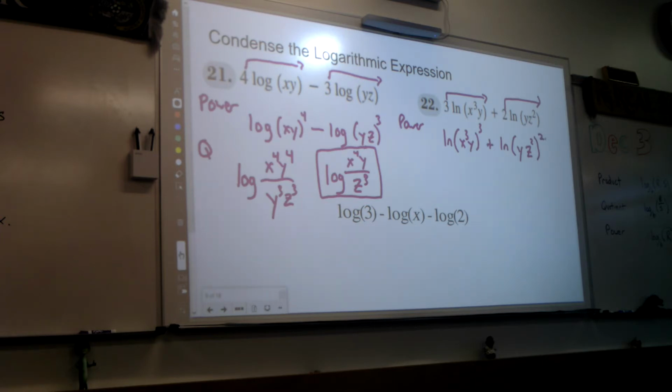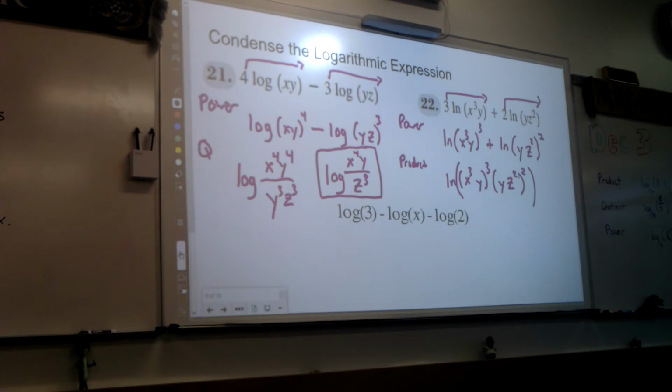So let's hear it, Charlie. All right, good. Keep going. And then we do the product, which would be ln of x to the third times y to the third, and then times y and z to the second in parentheses to the second. All right, so we've got that mess in the middle there, right?